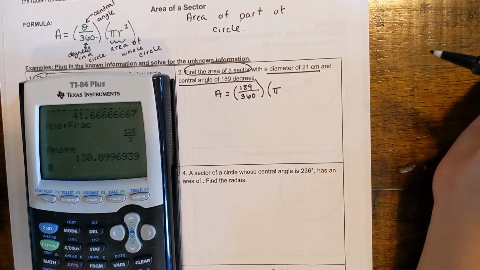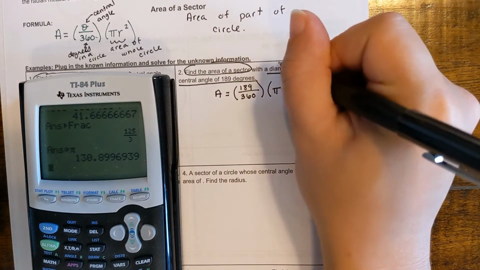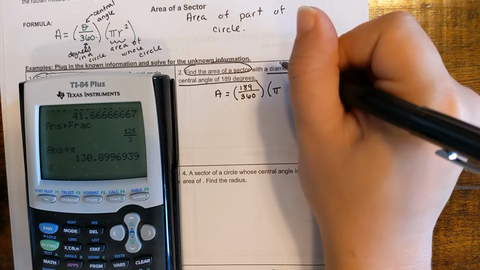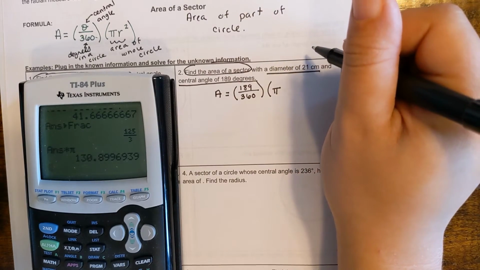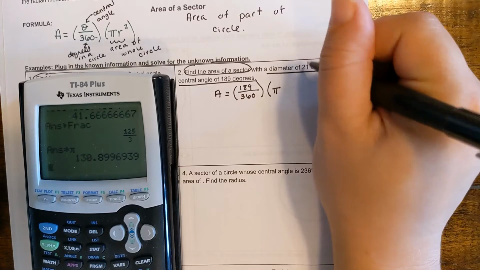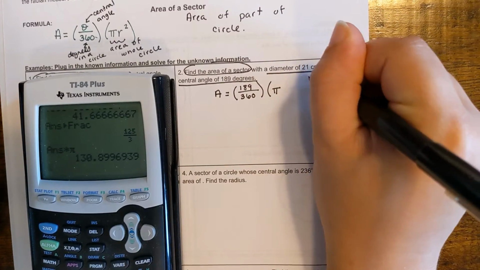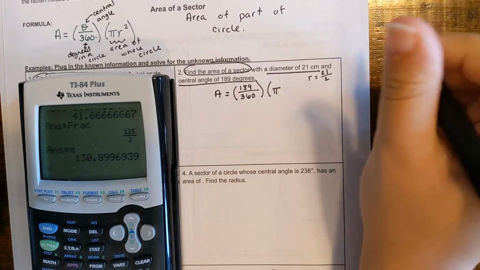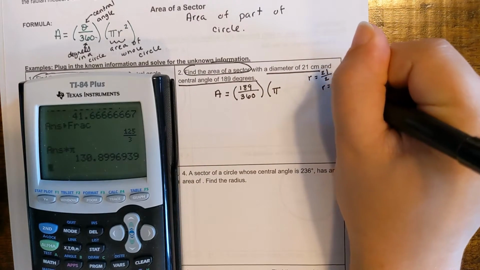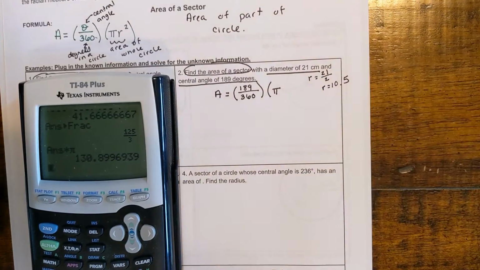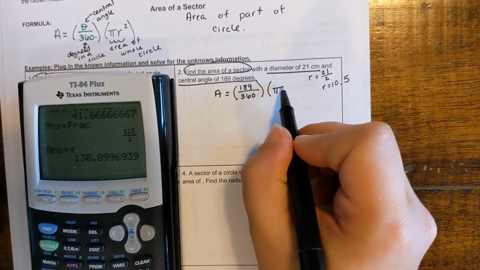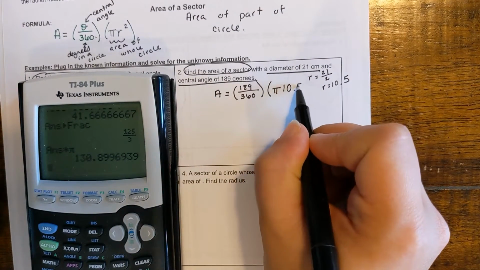They told us the diameter. Remember, diameter is all the way across a circle through the center, edge to edge, and radius is just from the center to the edge. So if they give me diameter, to get the radius, I have to cut the diameter in half. So my radius here is going to be 10.5. So that's the number that I will be plugging in for radius.